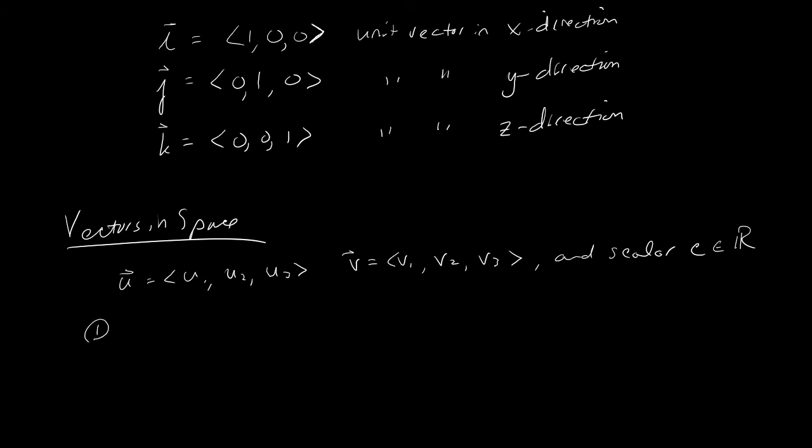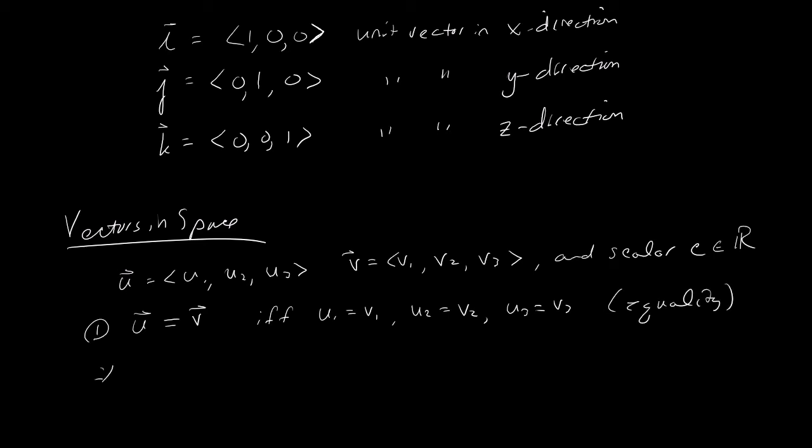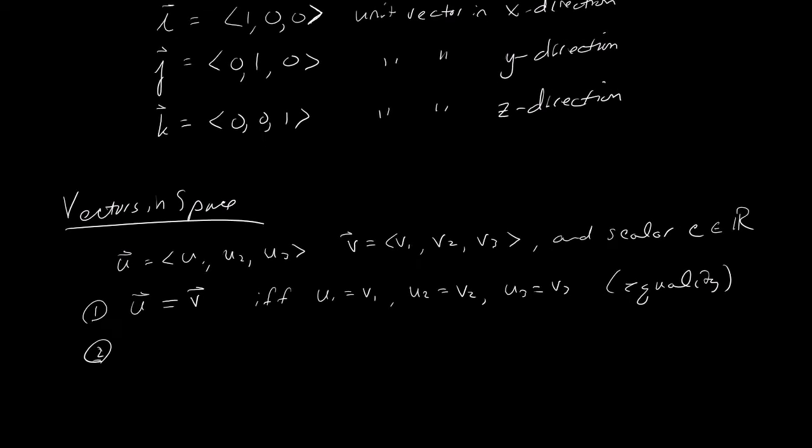Number 1, u is equal to v if and only if u1 is v1, u2 is v2, and u3 is v3. Okay, so that's equality. All right, number 2.